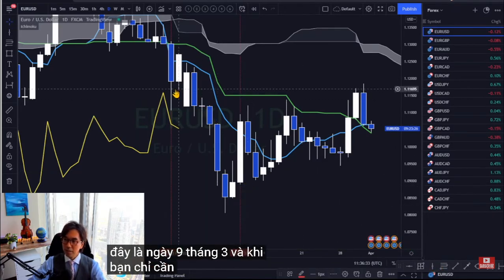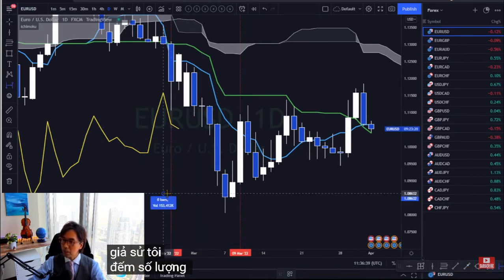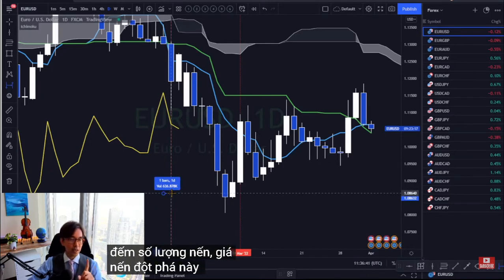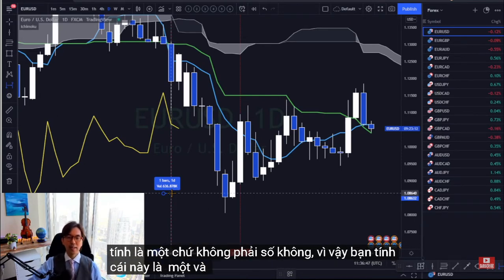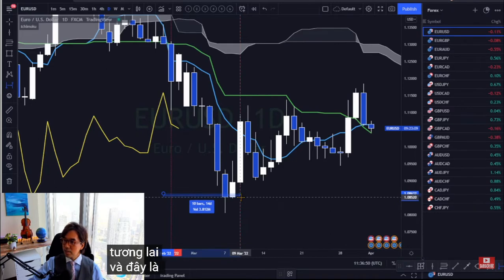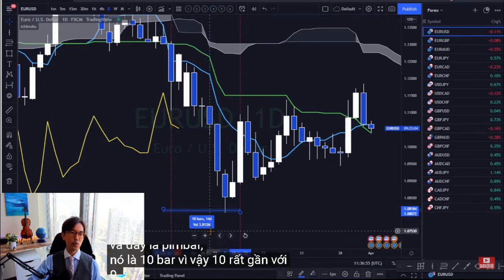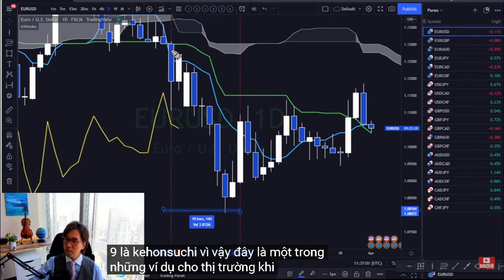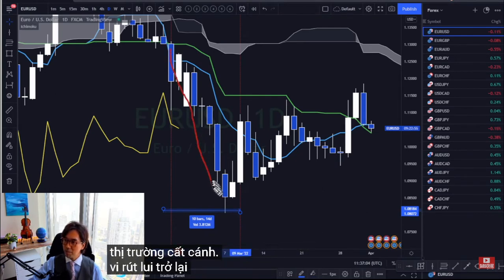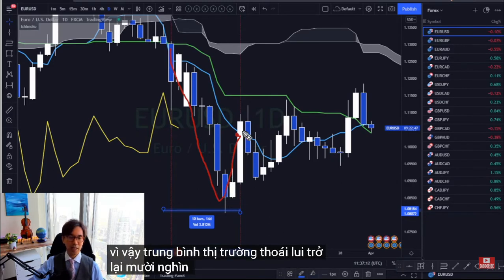When you simply count the number of candles in between, this breakout candlestick should be counted as 1, not 0. So you count this one as 1, and then count to the future, and this is the 10th bar. It was 10 bars. So 10 is very close to 9, which is Kihon Suchi. So this is one of the examples for the market. Once the market takes off, it retraces back in 9 or 10 candles. So on average, the market retraces back to Tenkan-sen in 9 candles.